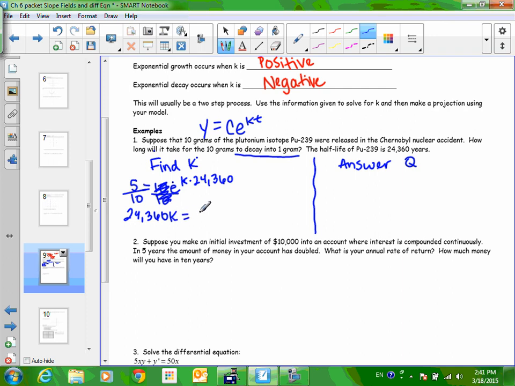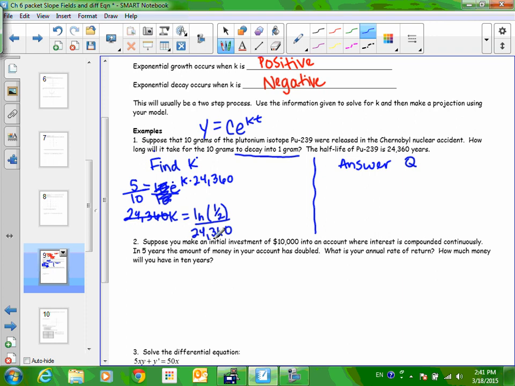So 24,360k is going to equal natural log, and I'm going to go ahead and write this as 1/2 instead of 5/10. Of course, you could write 5/10. And so then k would be natural log of 1/2 divided by 24,360. Okay, and in fact, if you are a good memorizer, you could just memorize this. To do a half-life, your k is always going to be natural log of 1/2 divided by the half-life.